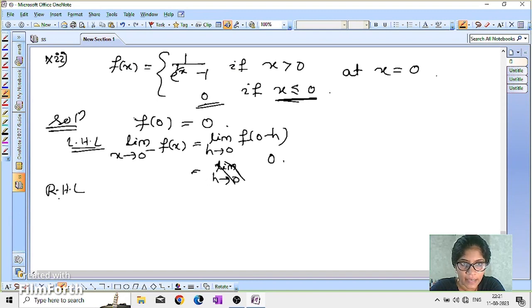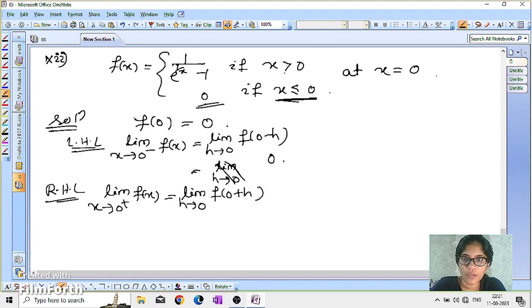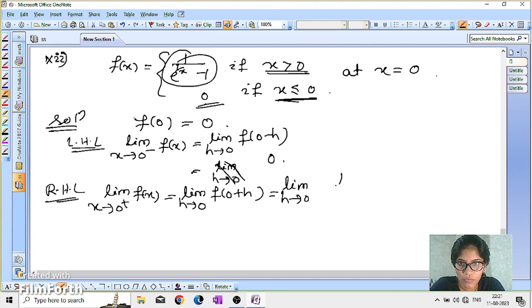Next, right hand limit. Limit x tends to 0 plus f of x is equal to limit h tends to 0 f of 0 plus h. 0 plus h means greater than 0, so that function applies. That equals limit h tends to 0 of 1 by e to the power 1 by h minus 1, which equals 1 by e to the power infinity minus 1. 1 by infinity is equal to 0.